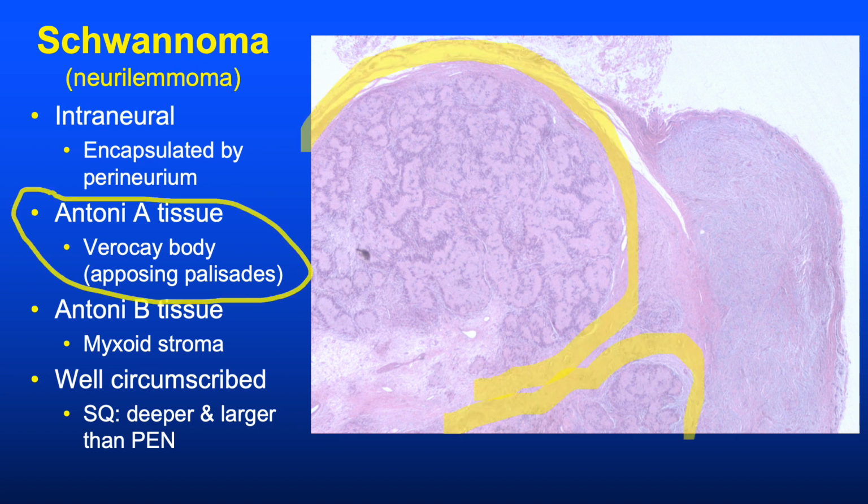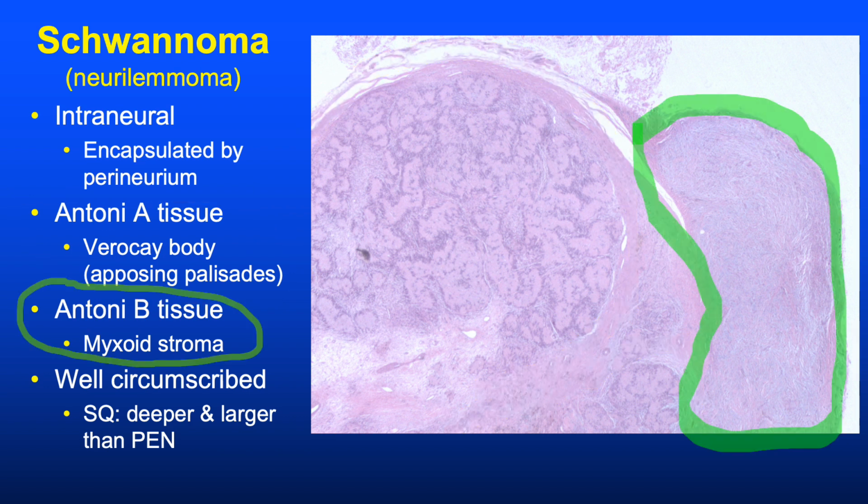Antoni A is the more distinctive of the two morphologic patterns seen in schwannoma, characterized by the Verocay bodies formed by the space between palisaded arrangements of the spindle cells. Antoni B tissue is a bit more nondescript, characterized by bland spindle cells and associated myxoid stroma, often more prominent around the periphery of the tumor nodule.